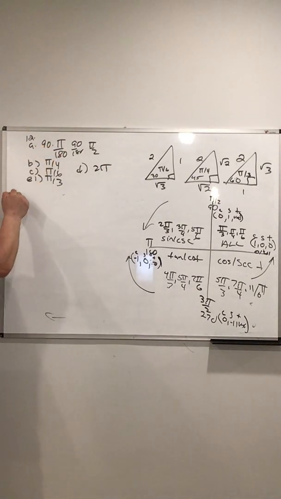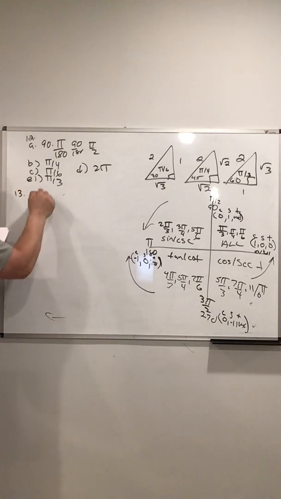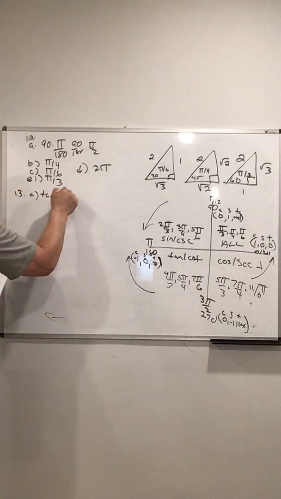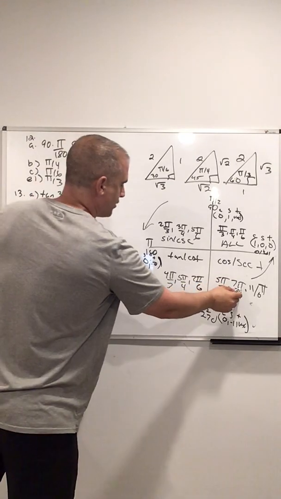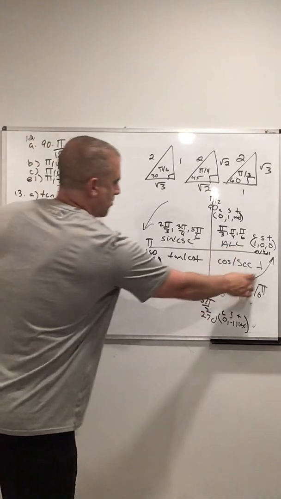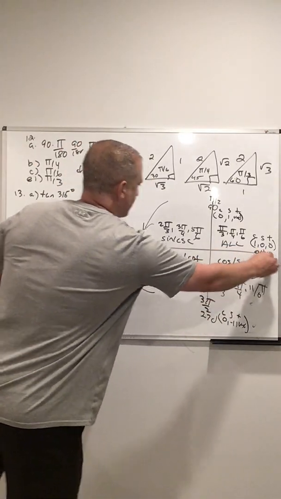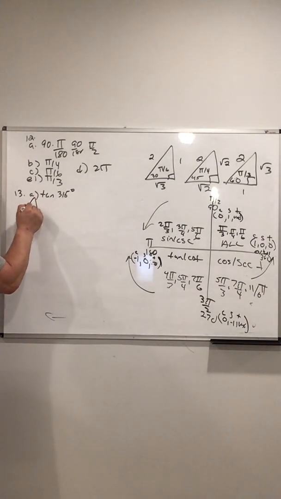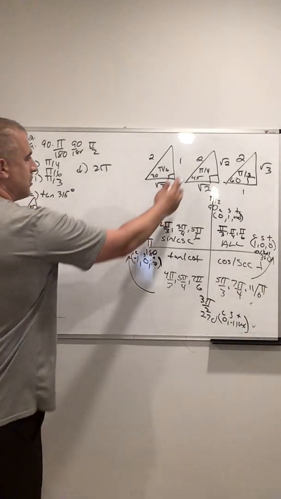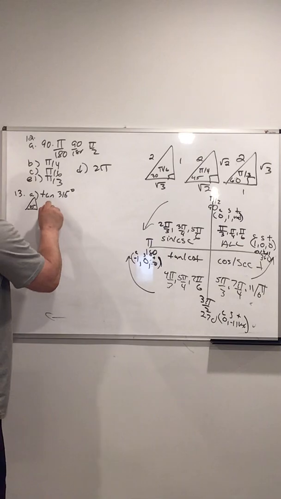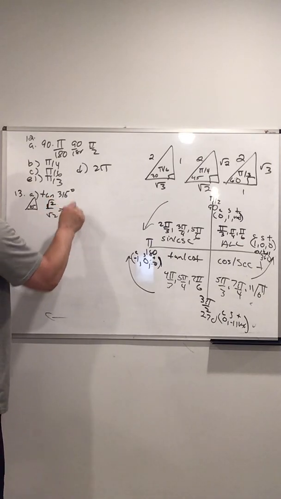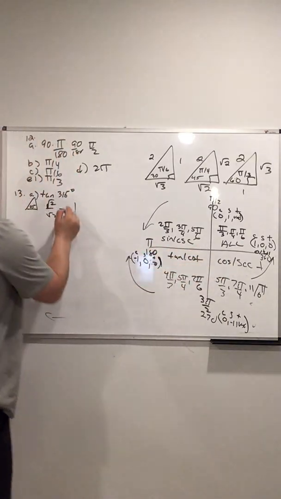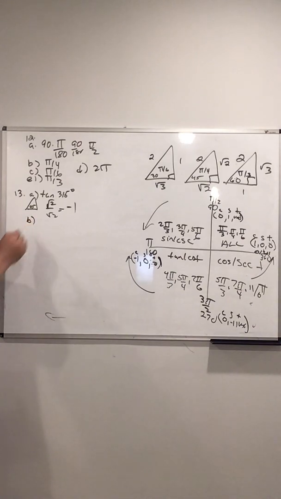Okay? 13, A. Okay, so tangent of 315. 315 would be in this quadrant, so I work to 360 degrees. So I would have the 45-degree triangle for this one. I know the 45-degree triangle tangent would be square root of 2 over square root of 2. It would just be 1. The only thing that's going to be positive is cosine, so that would be -1 for that answer.